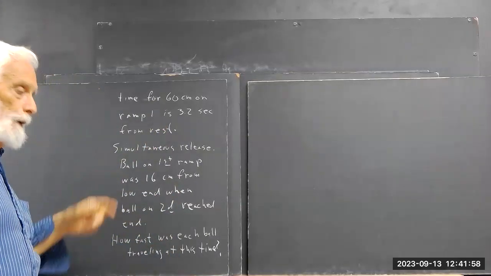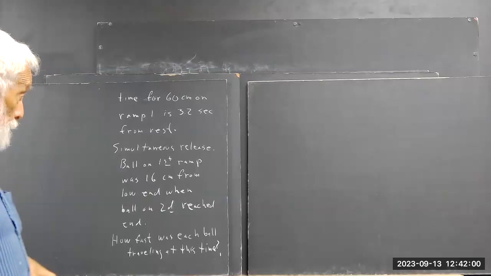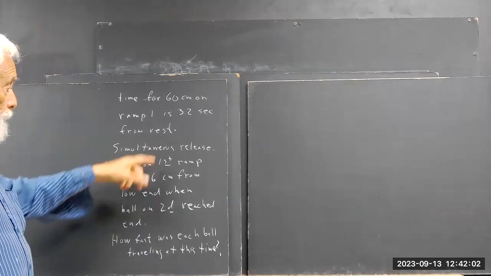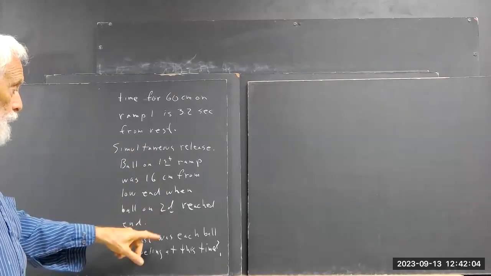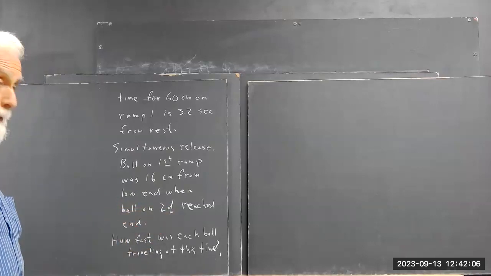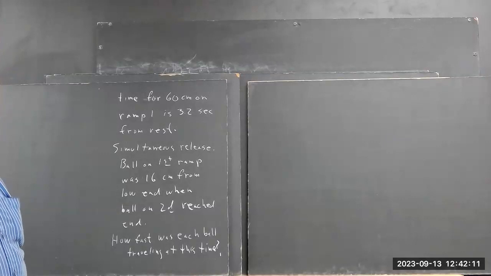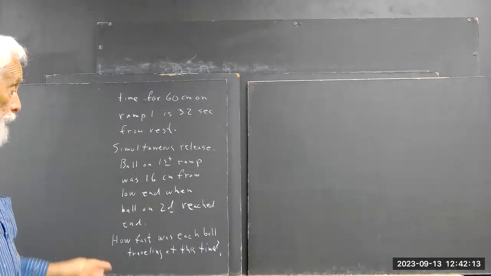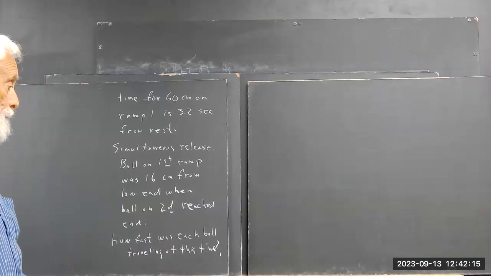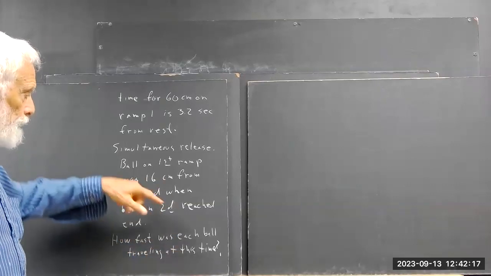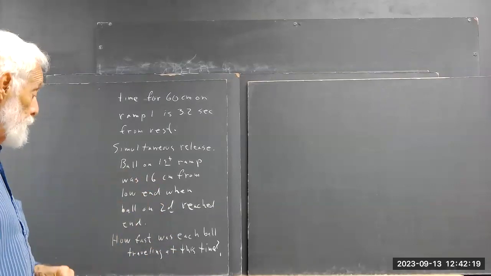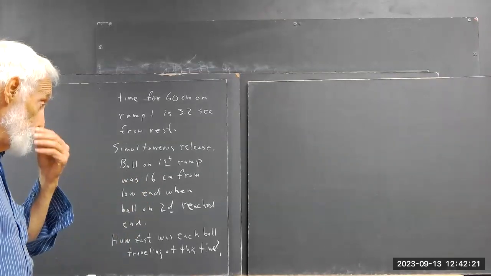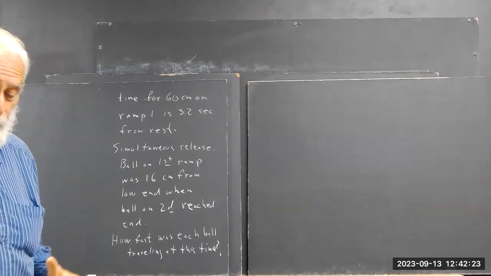Then we do a simultaneous release of the balls on both ramps. And we find the ball in the first ramp is 16 centimeters from the low end, and the second ball reached its end. Okay. Now there are a lot of questions I could ask. I chose to ask this: how fast was each ball traveling at this time? This time being when both balls reach the end. Then I made a comment.